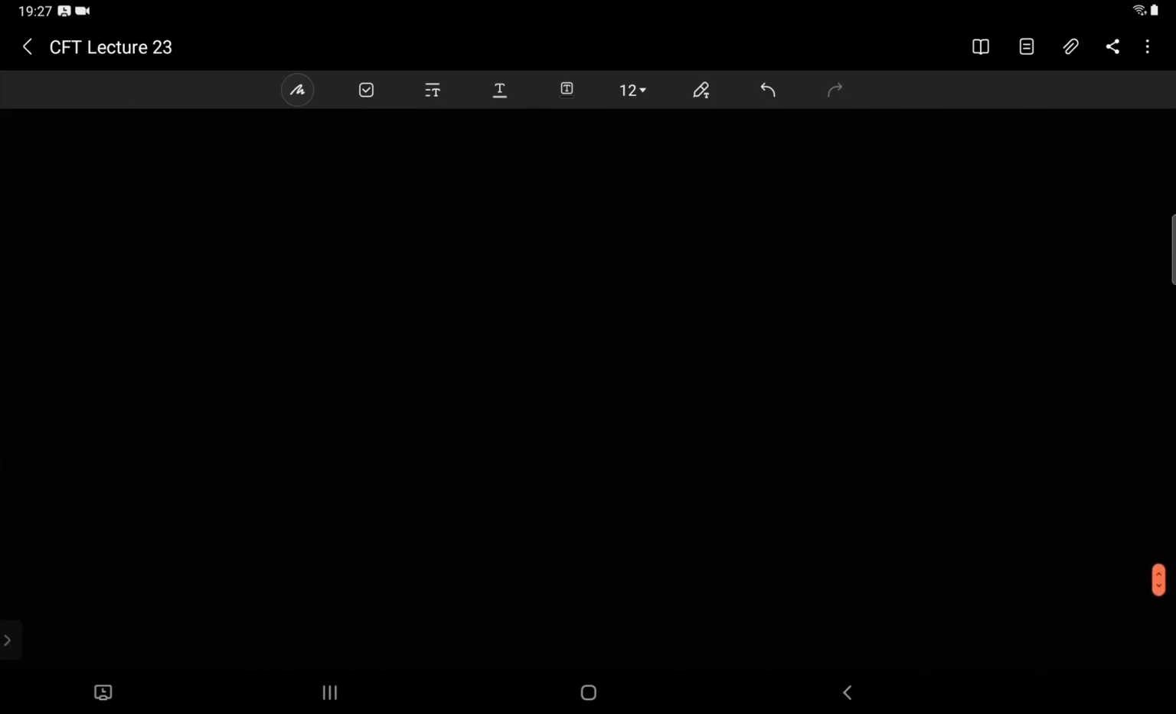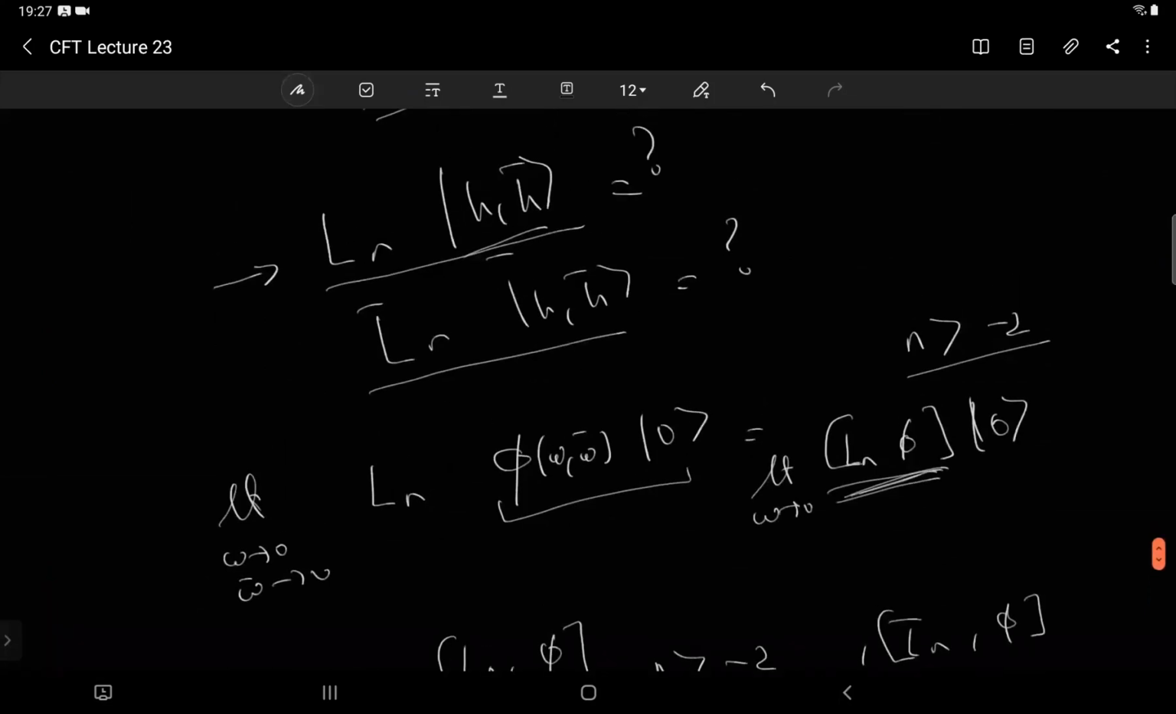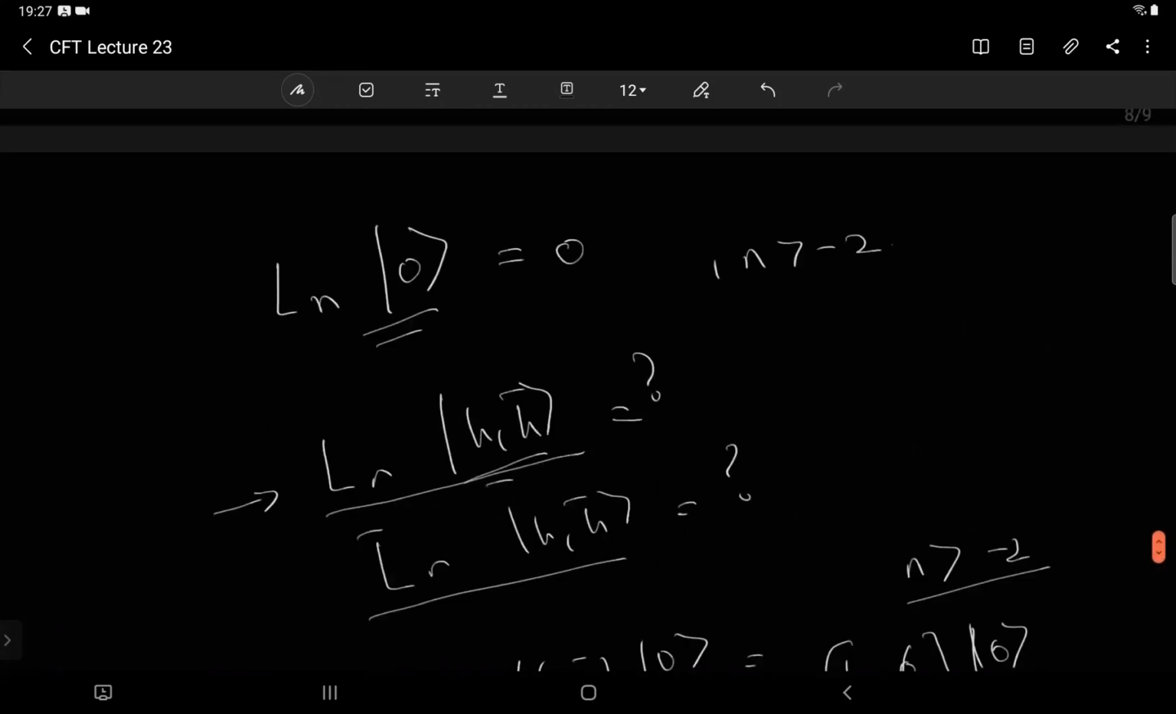Sir, Ln acting on the ground state, it will be 0 for which values of n? For n greater than -2, we saw that a little while ago, so n greater than -2.